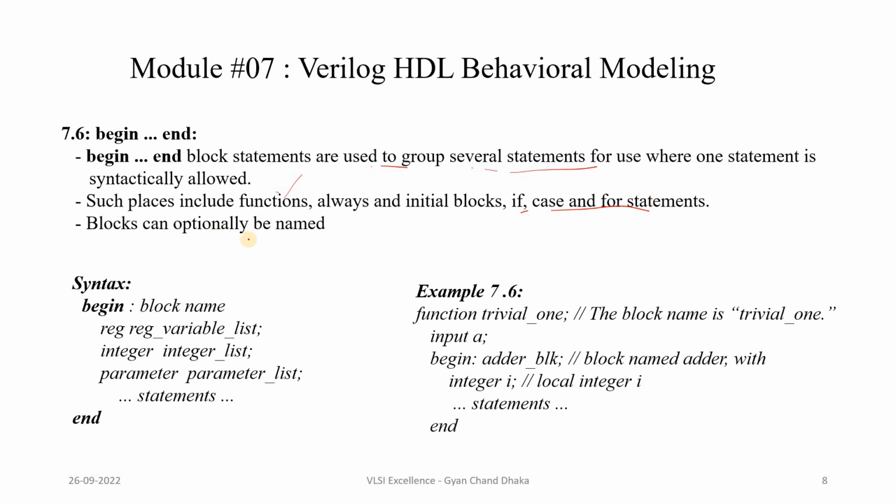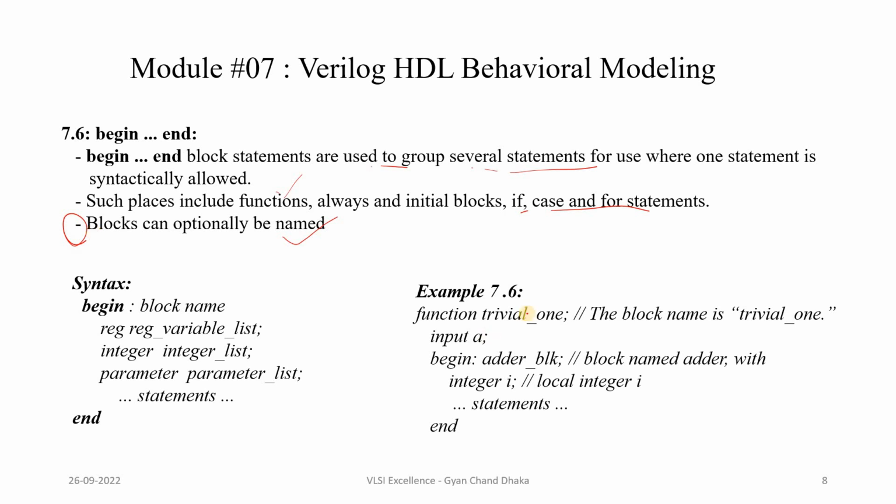And we can also optionally name the block. So this is very important here. This is another very important use of the begin and end keywords. Using the begin and end keywords, we can name the block, and this block naming is very important during simulation, because by making use of the block name, we can disable and enable that particular block. So this is another very good application of using the begin and end keywords.